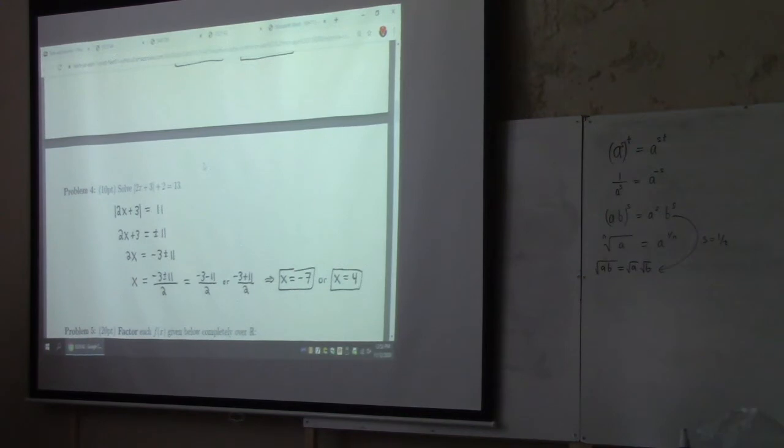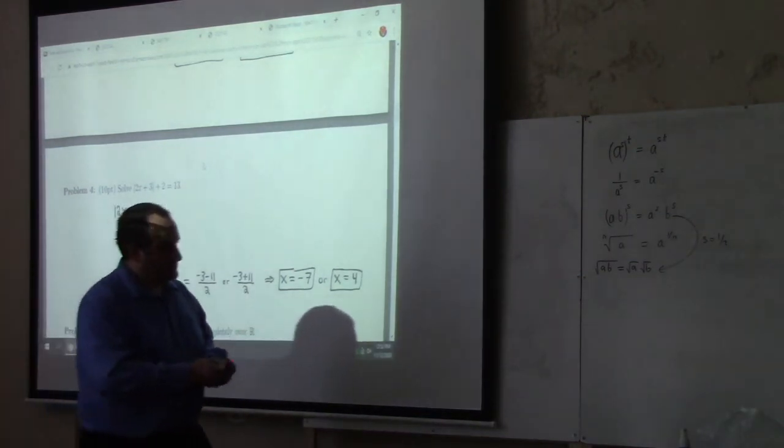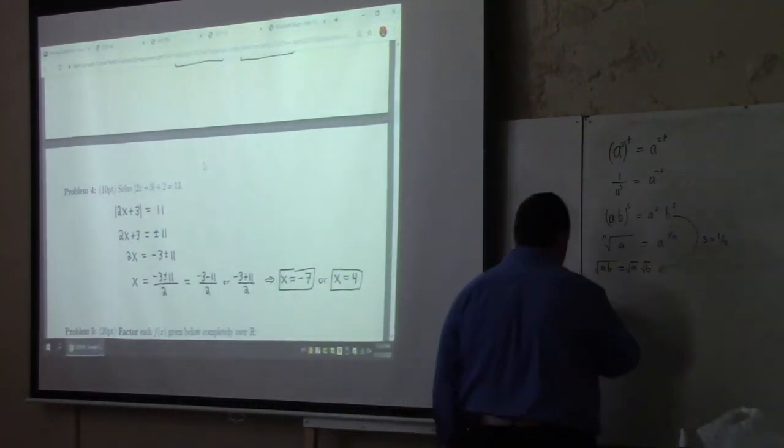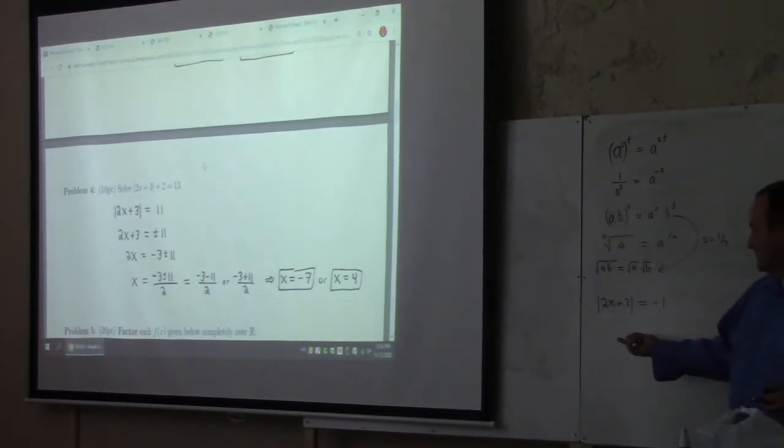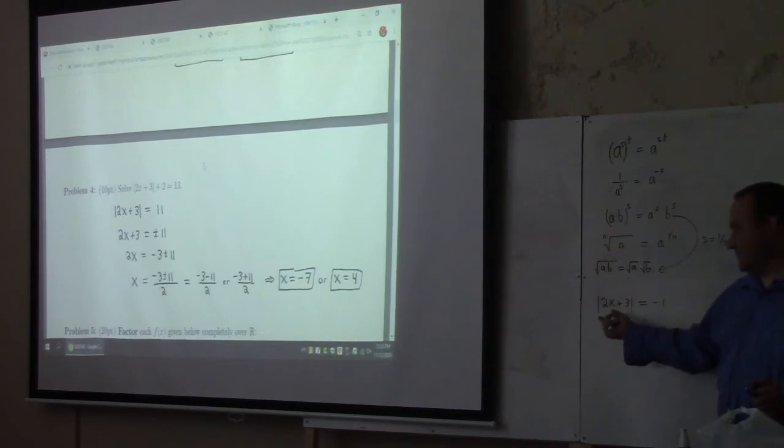What if I ask you to solve absolute value of 2x plus 3 equals minus 1? What do we do in this situation? What can you tell me about the solution to this? You don't even have to process this one. You just look at it and go, wait a minute. Absolute value is non-negative, right? You can't have absolute value equal to minus. So the answer to this is no solution. I don't need to do more work. I can just look at it and go, no solution, you know?